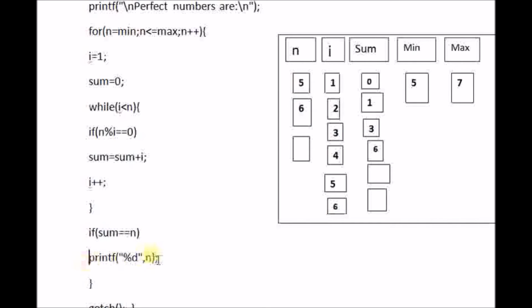So this time the result will be 6. That is, perfect numbers are 6. So we have the output as 6. But we have given the range as from 5 to 7, so we still have to find the result for 7. So once again, after executing this condition, control moves back to the for loop and n gets incremented by 1. The new value of n will be 7.